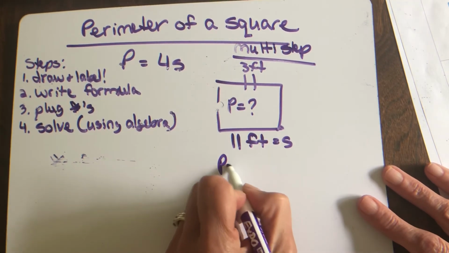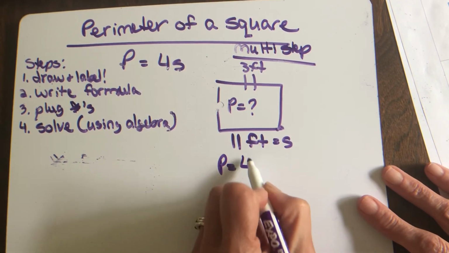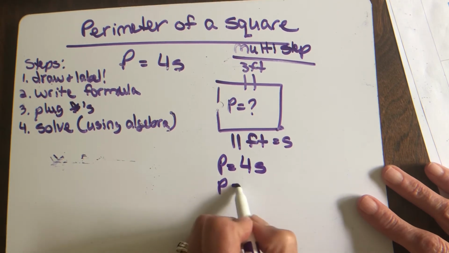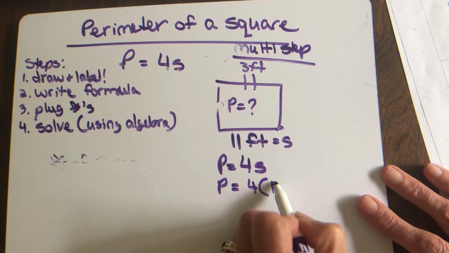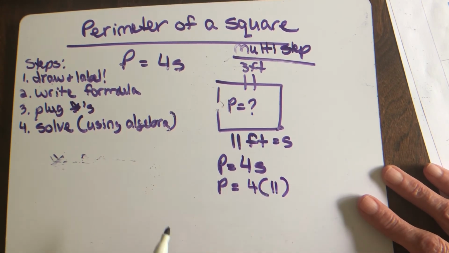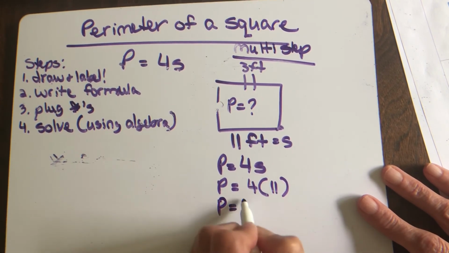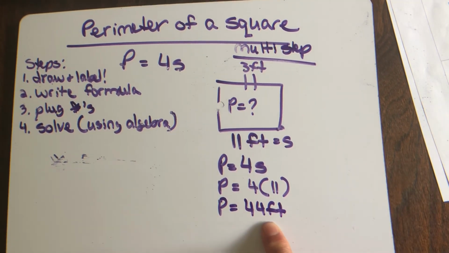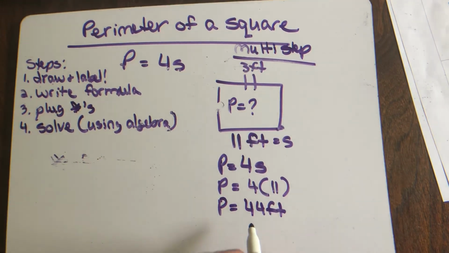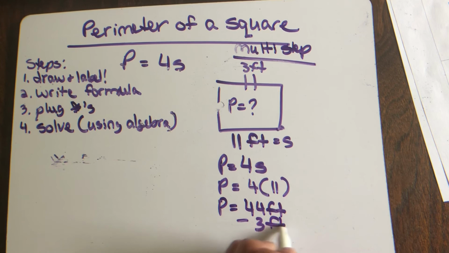All right, so let's write our formula. We still work it. P equals 4S. Looking for perimeter. We have 4 times 11, because that was the length of one side. So P equals 44 feet. So you're going to go to Lowe's or Home Depot and buy your molding. You don't want to buy molding you don't use. You've got 3 feet for the door. So we need to subtract 3 feet from 44, and you have 41 feet that you need to go and purchase.